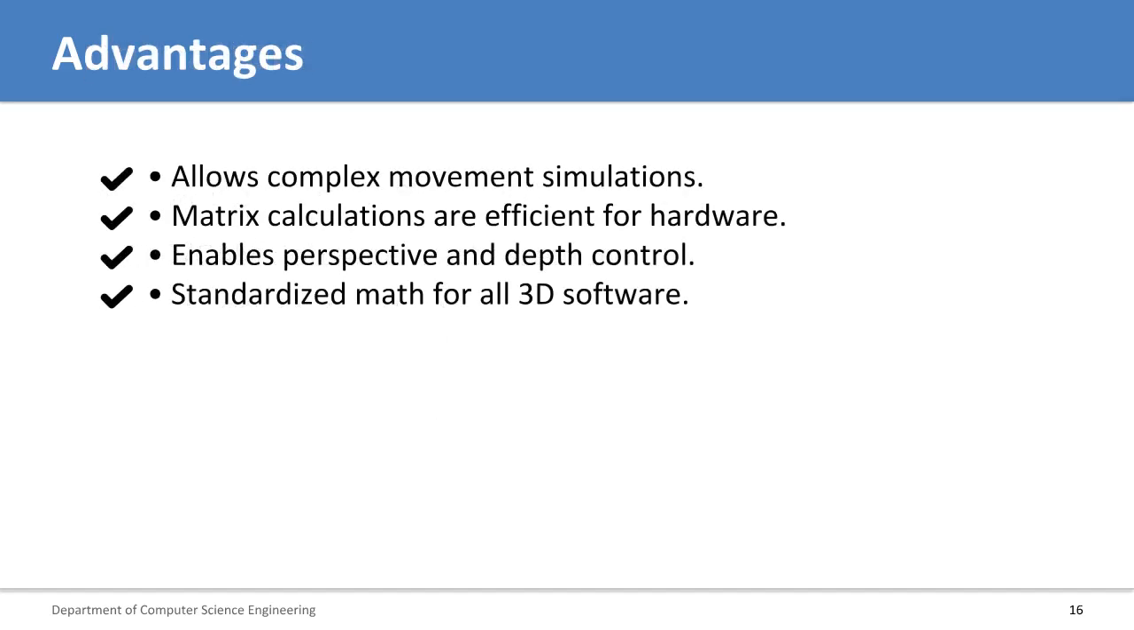There are several advantages of 3D translation. It enables smooth and realistic movement of objects, supports efficient matrix-based calculations, provides better depth control, and offers a standardized mathematical approach that is used across almost all modern 3D software.